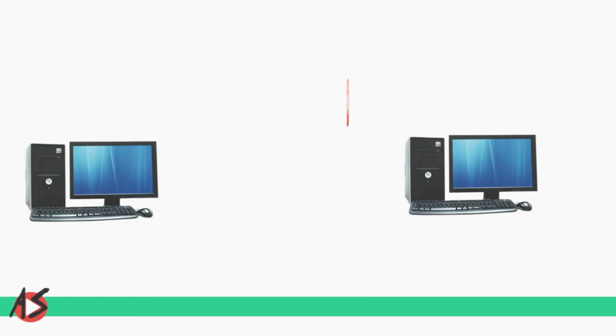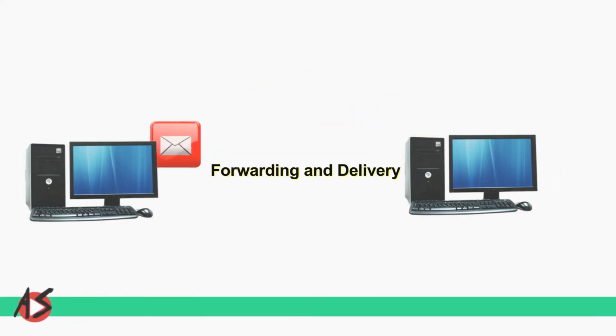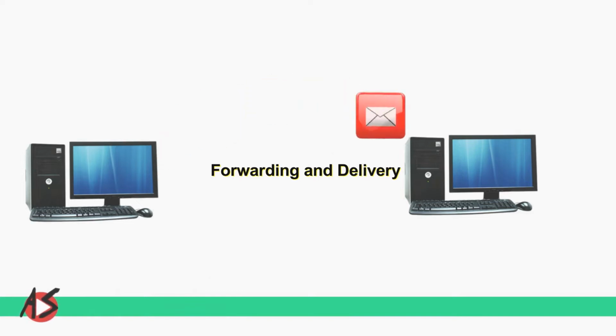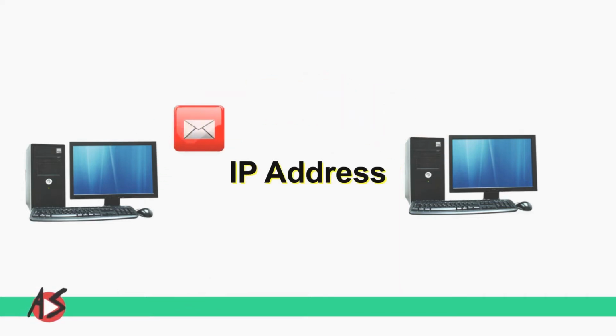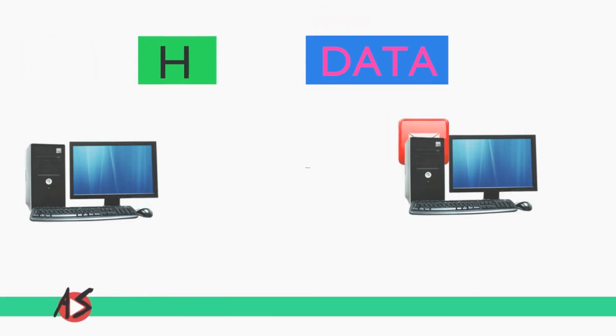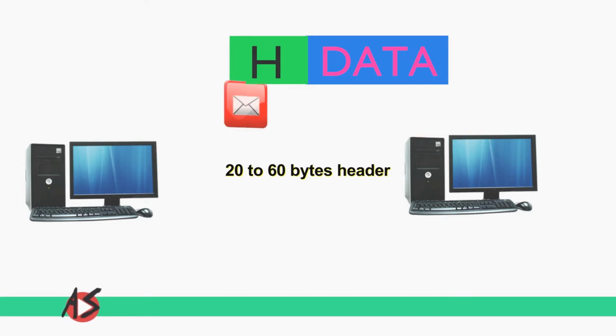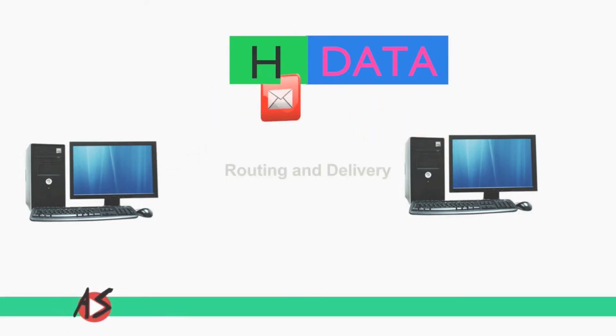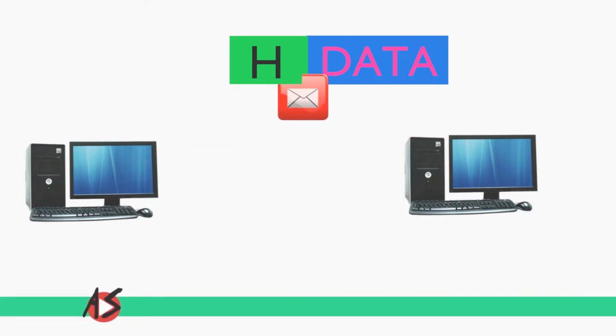Network layer is responsible for forwarding and delivery of packets using an IP address. So when data comes from the upper layer, the network layer adds a 20 to 60 bytes header, which contains information of the routing and delivery. To understand the header of IPv4, watch the video till the end.